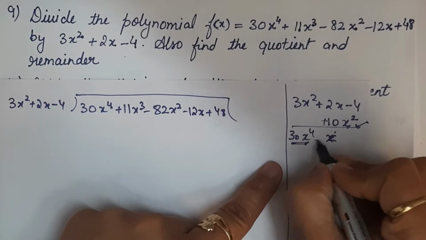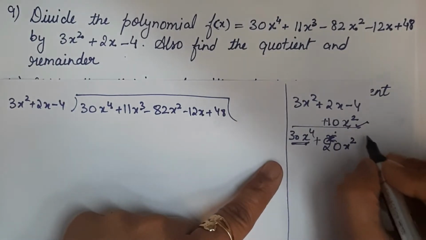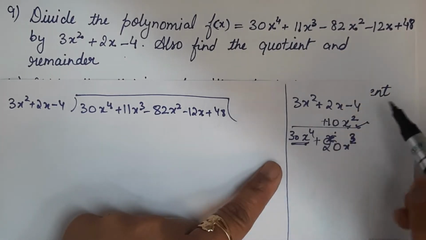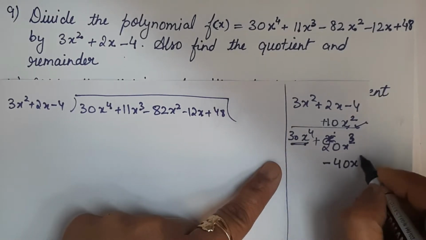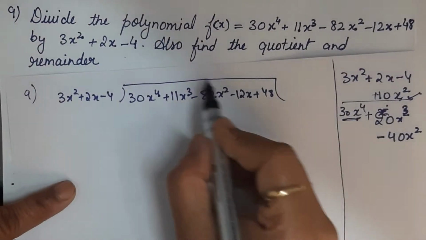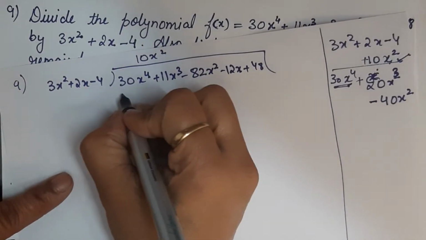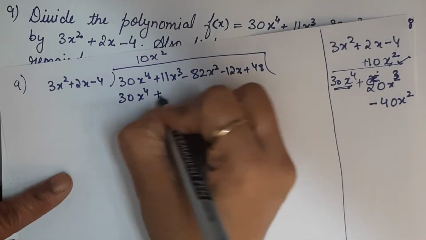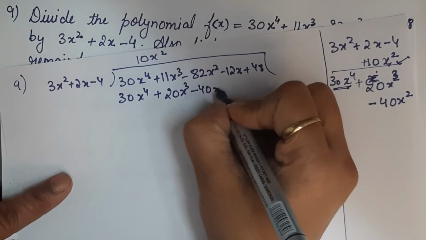Now multiply it with this also, 10 times 2x is 20, and x square times x, sorry, x cube. It is 2 and this 1. So it comes out to be x cube. Now 10 multiplied by 4 is 40x square. See, minus times plus is minus. Okay. So the quotient here comes out to be 10x square and the result comes out to be 30x power 4 plus 20x cube minus 40x square.